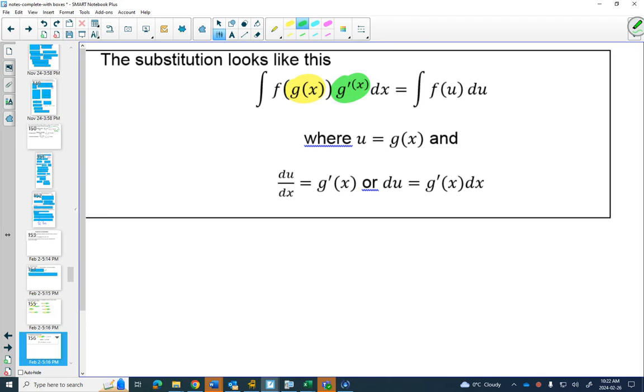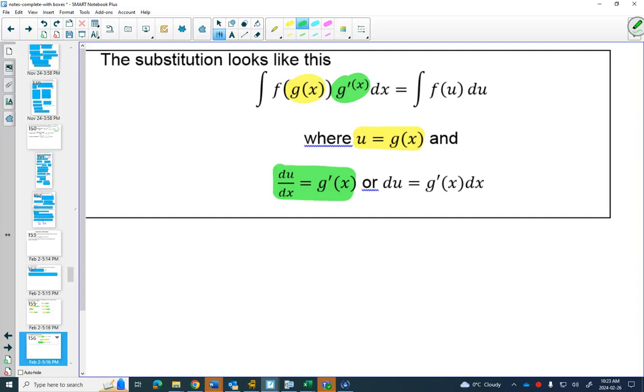You take the inside function, and you make it equal to u. Then you take the derivative of the inside function, and call it du dx. And this is where, in calculus and integration, there's a little bit of hand waving here. du dx means the derivative. It means one thing.